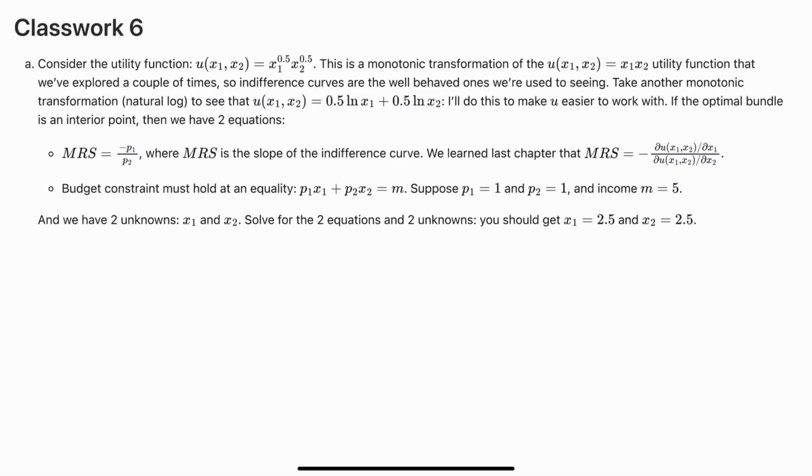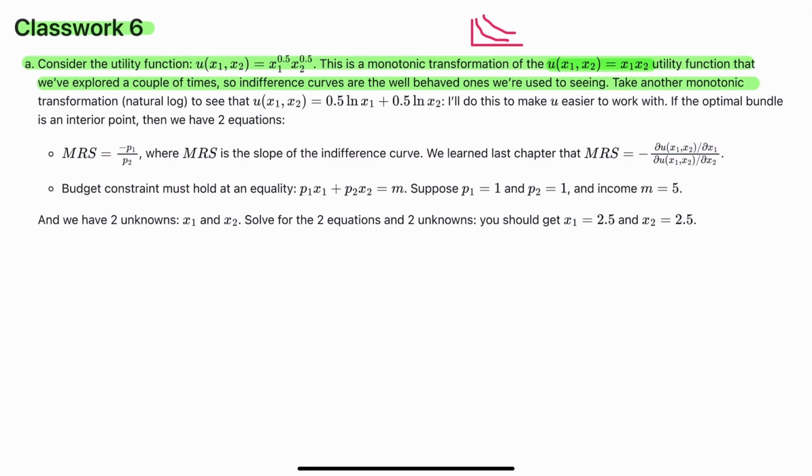In this video, I'm going to go over the answers to classwork 6. So part A says, consider the utility function u(x1, x2) = x1^0.5 times x2^0.5. This is a monotonic transformation of the u(x1, x2) = x1 times x2 utility function that we've explored a couple of times. So indifference curves are the well-behaved ones we're used to seeing. That is, they look like these nice C's.